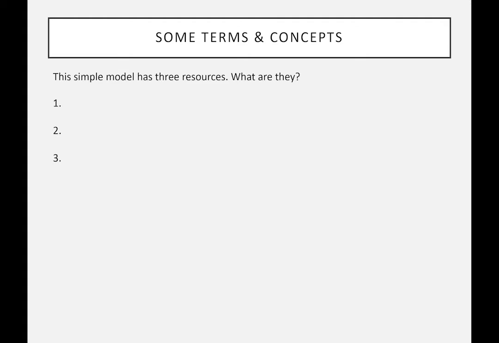I want some quick concepts here, and then I'll finish with my 3 key ideas we can take from this little model. This simple model has three resources. What are they? Well, the first one you could imagine is, well, there's olive oil, or olives, if you will. The second thing is tomatoes.